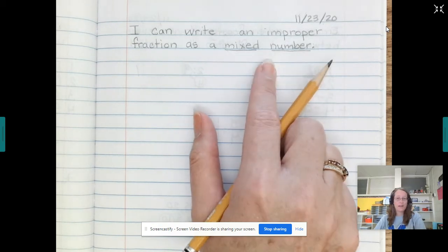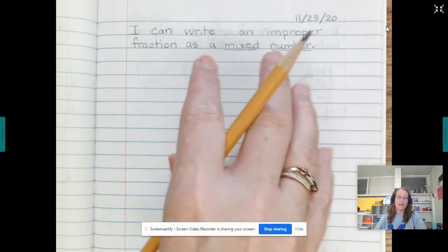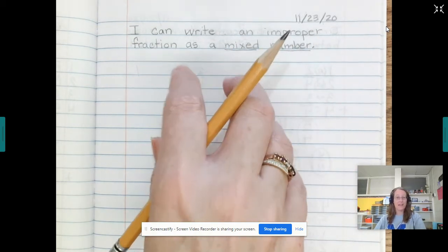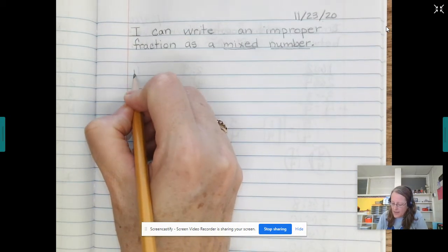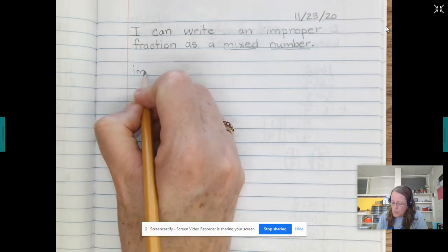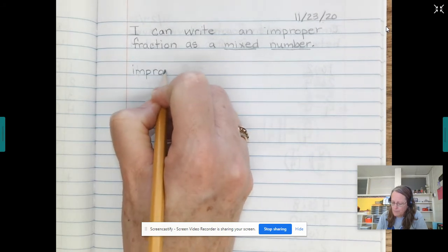You may already know how to do this. Girls and boys, we have got to solidify this skill. We've got to make sure that we've really got it. So that is what today is all about. Go ahead and write down the vocabulary word improper fraction.